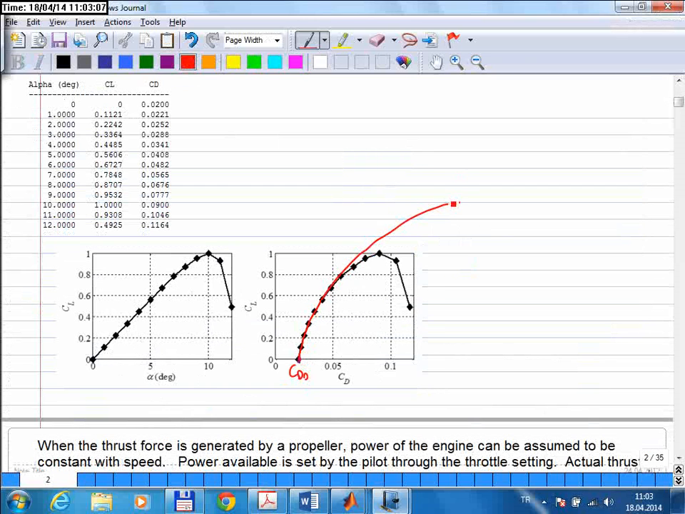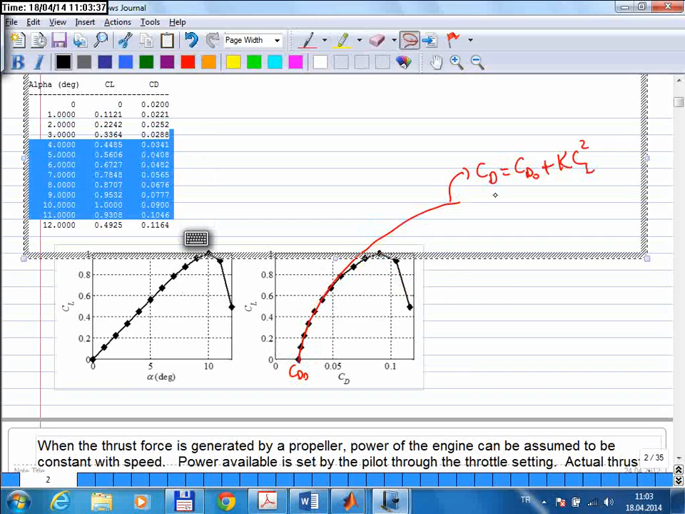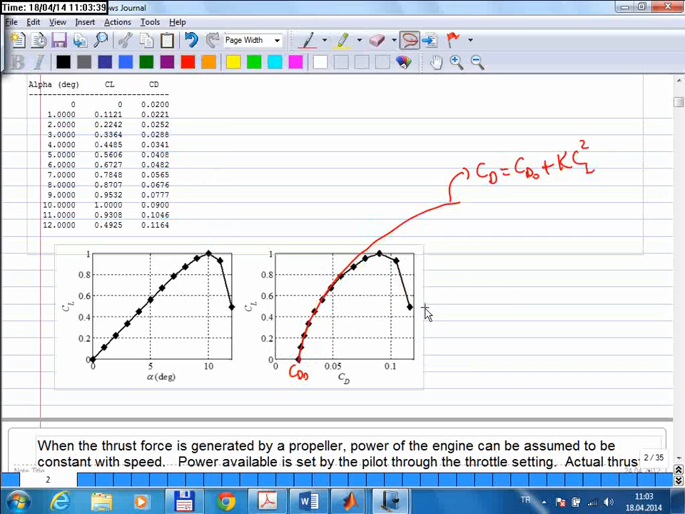But since this is going to be the curve corresponding to this equation, CD is equal to CD0 plus K times CL squared, and as you see here, it fits the experimental data quite well in a certain range, but if you approach the stalling condition here, then this curve doesn't match the real experimental data very well, because the data doesn't follow this curve anymore. So you can still use that.